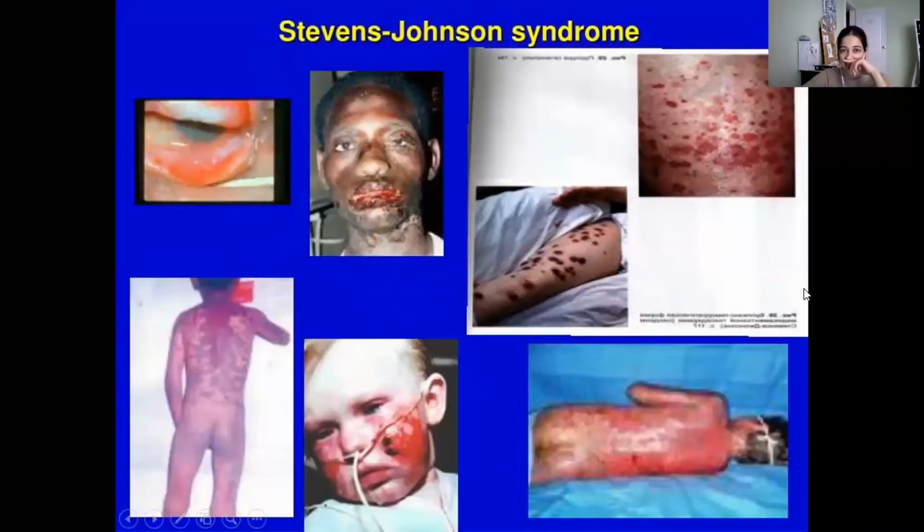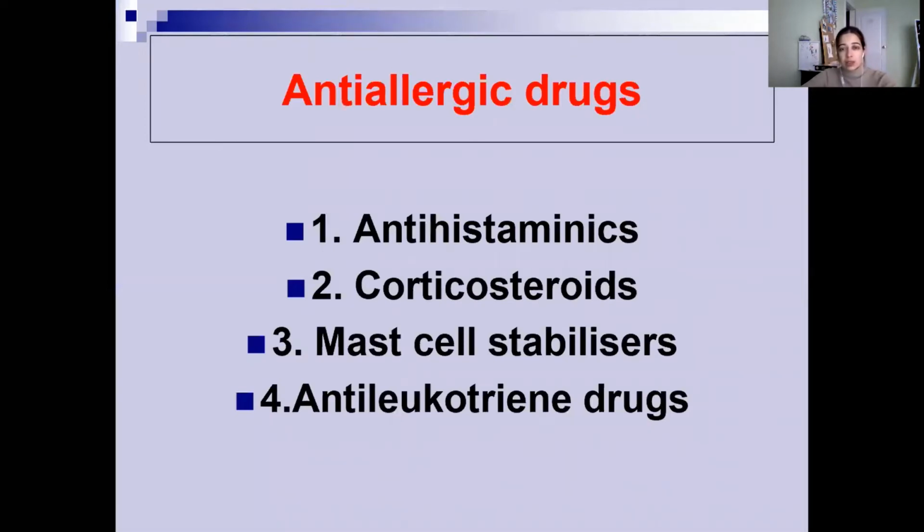Here, this is Stevens-Johnson syndrome. You see very severe skin rashes, very severe. This is an eye. So what can be? This is all allergic reactions. And what are the drugs which are used for the treatment of them?